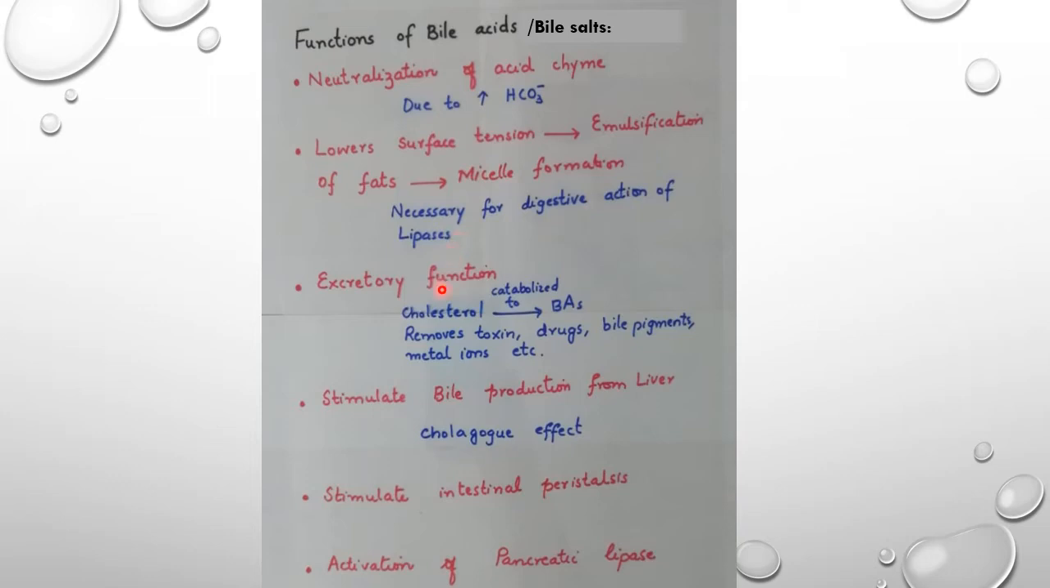Excretory function. Cholesterol is catabolized to bile acids, and this is the form in which it gets excreted from the body. It helps remove toxins, drugs, bile pigments, metal ions, and similar related compounds. Bile acids can also stimulate production of bile from the liver, and this is called the choleretic effect. Bile acids can also stimulate intestinal peristalsis.